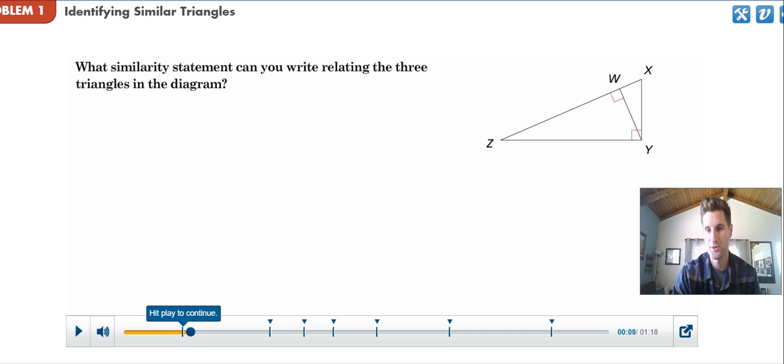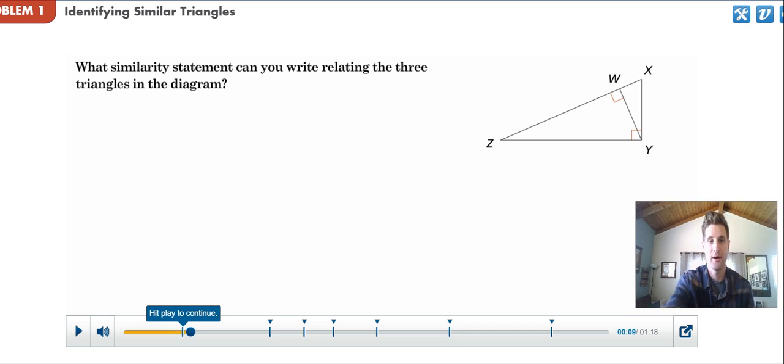Okay, so our first problem here, again, make sure you write down what it says and the picture. Basically we want to say what similarity statements can we write relating the 3 triangles in our diagram.